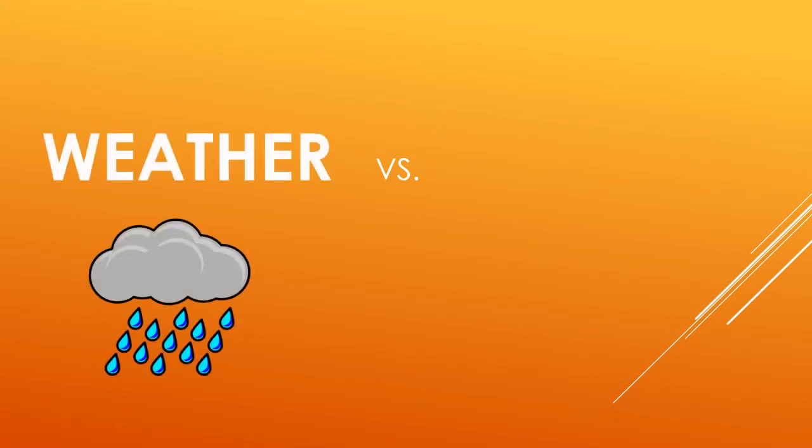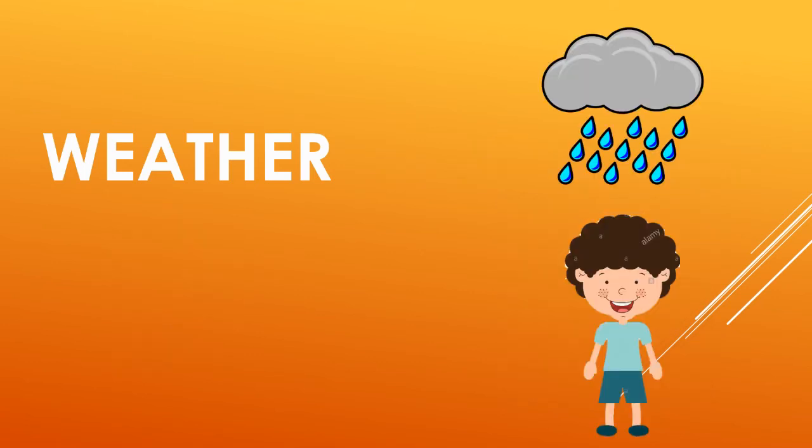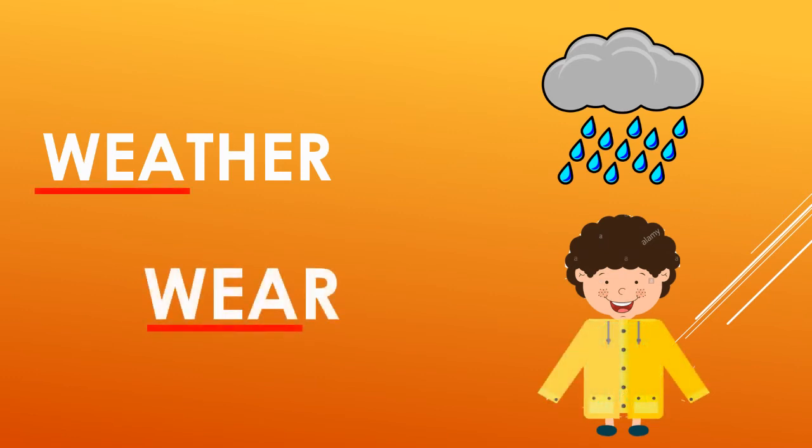Next, we have "weather," like rain and snow, and "whether," which has to do with things we might not know yet. First, when the weather is bad, I wear a coat. "Weather" and "wear" start the same.